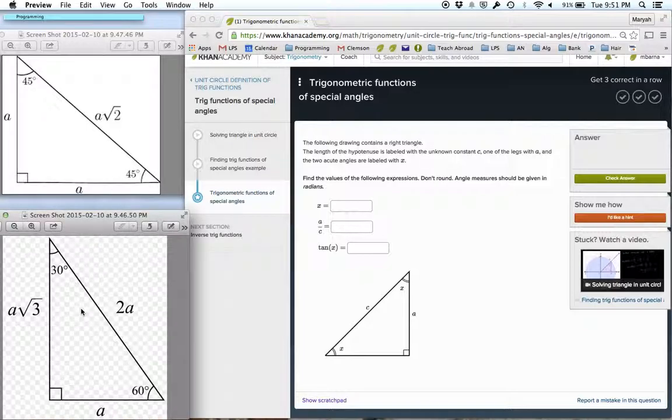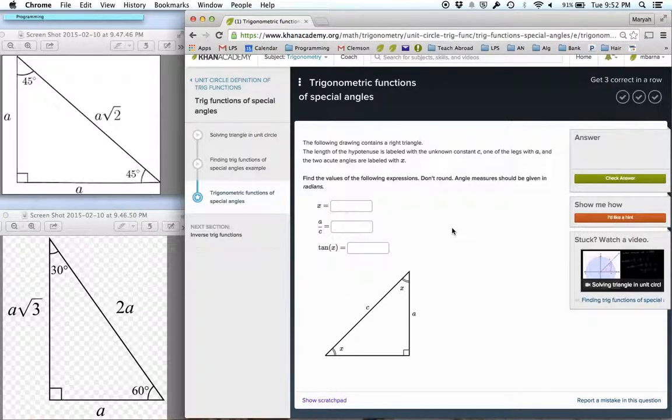When you have a 30, 60, 90 triangle, the shortest side is going to be A, the longer leg is going to be A times the square root of 3, and the hypotenuse will be 2 times A. Now, sometimes we have to solve for what A is going to be. So let's look at this example they gave us here.